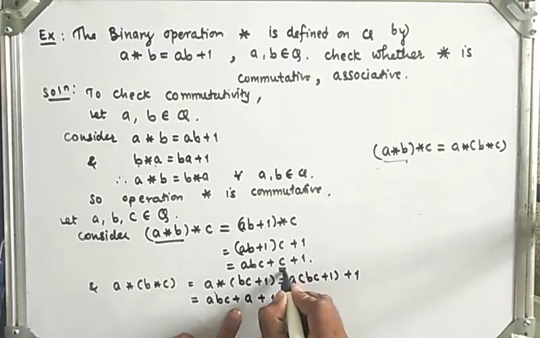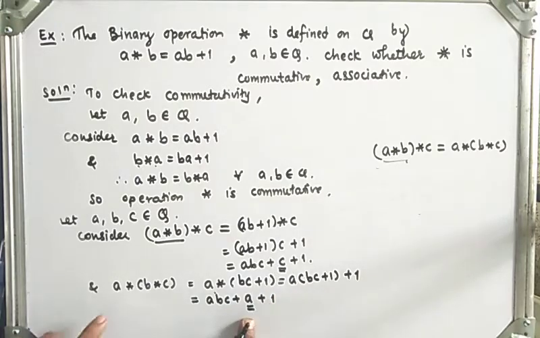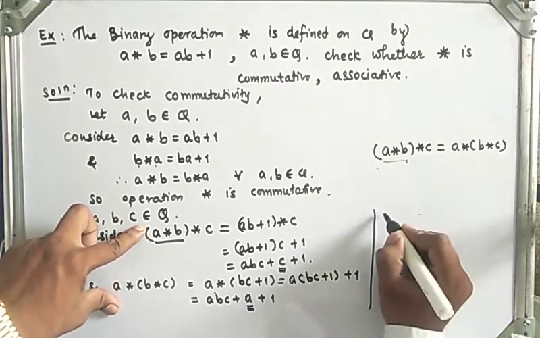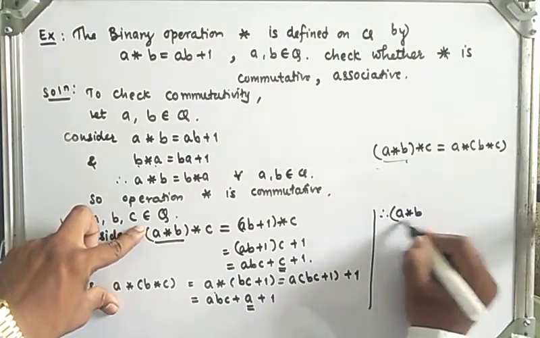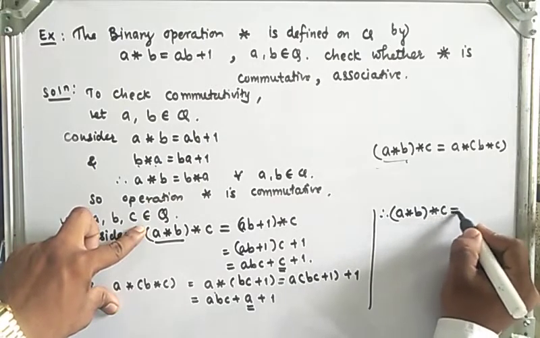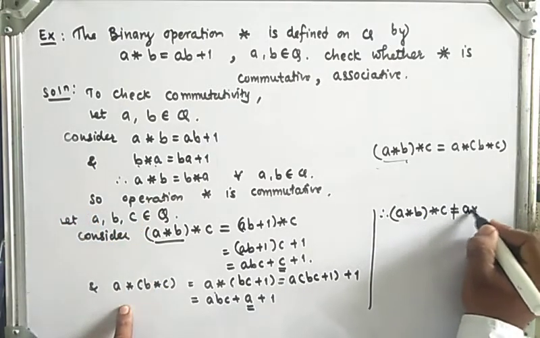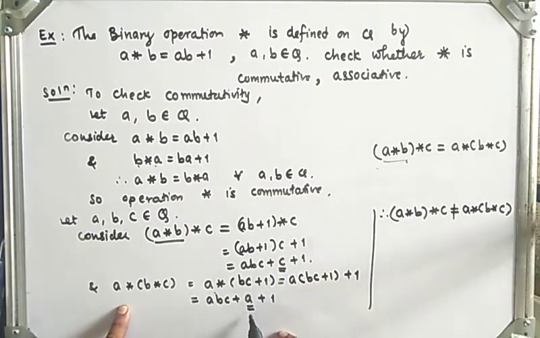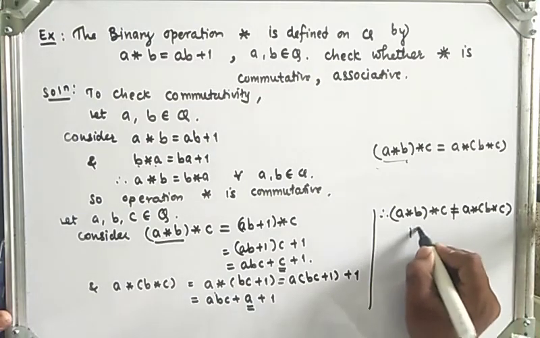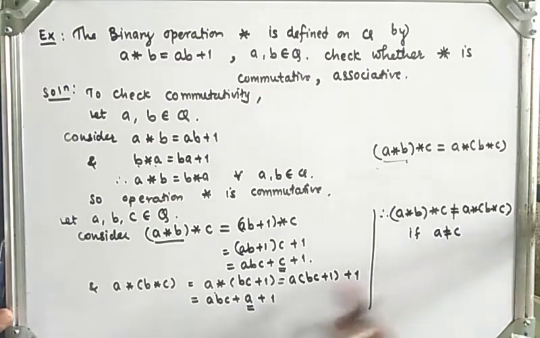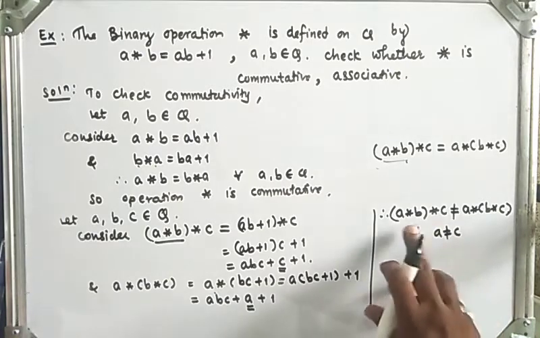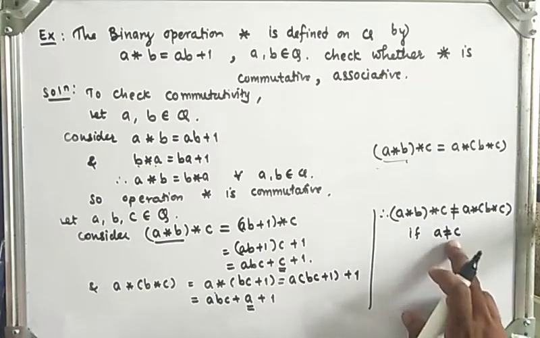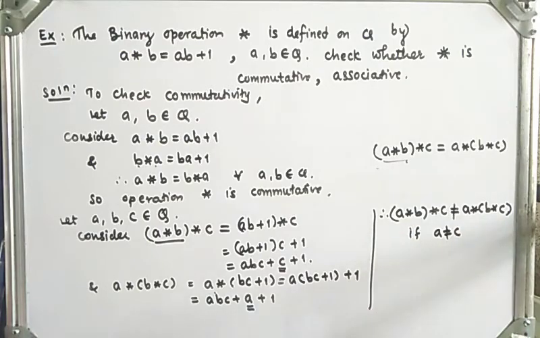So here is the value C and here is the value A. So what we say: therefore (A star B) star C is not equal to A star (B star C), because here C and A are not equal. If A and C are equal, then this is associative. So if A is not equal to C, if A and C are different values, then this is not associative. Now if A and C are equal, then this is associative.